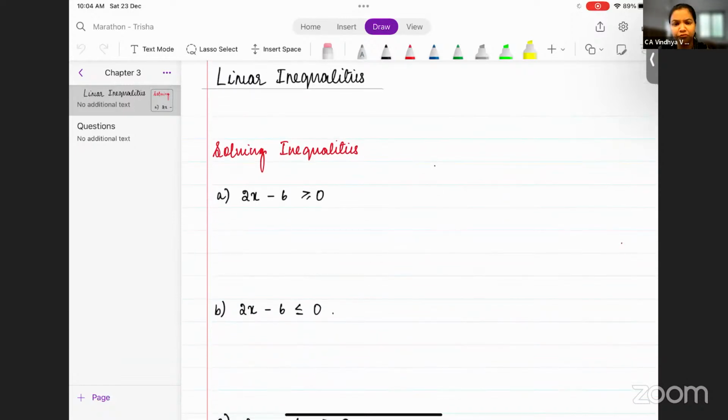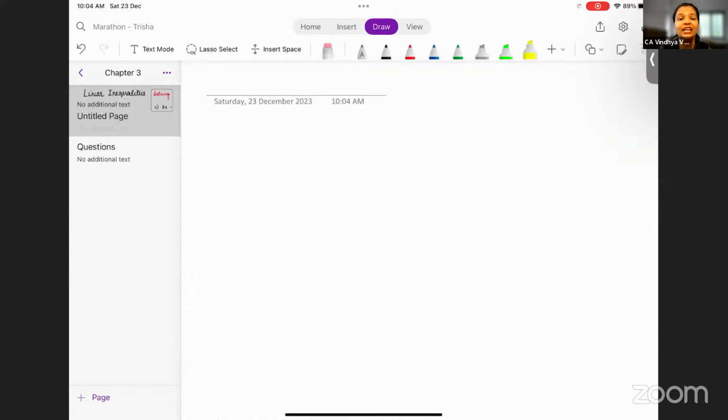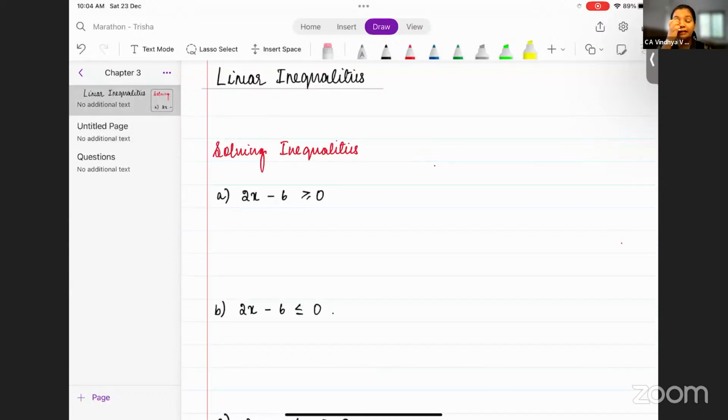Now, first of all, what is an inequality? What do you understand by inequality? Before we get into inequality, remember in yesterday's class, I had explained to you what is equality, right? When left-hand side is equal to right-hand side, we call it equal to each other.